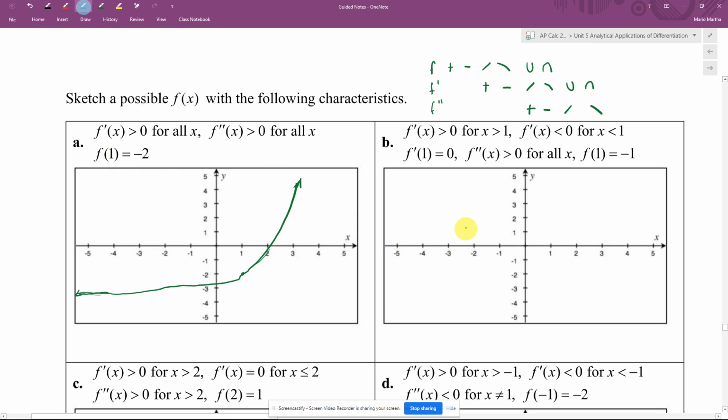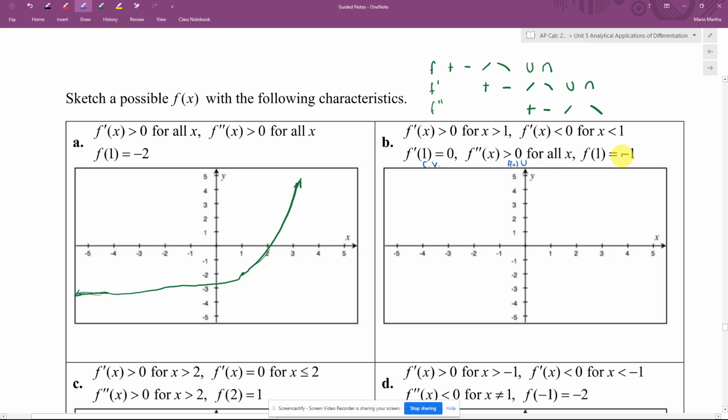And looking at example B, so f prime is positive, meaning f is increasing for x greater than 1. f prime is negative, less than 0, for x less than 1. And they're also telling me that f prime of 1 is equal to 0. Since they're telling me this, it's also a critical value, meaning we're going to have either a maximum or a minimum value. And then f double prime of x is greater than 0 for all x. This means that f should be concave up all the way.